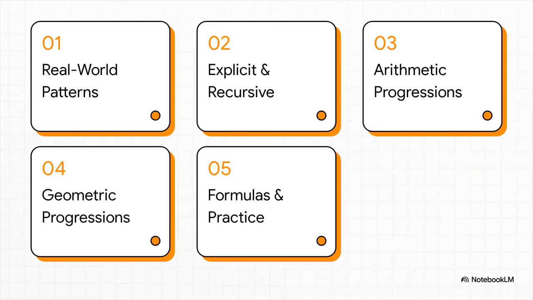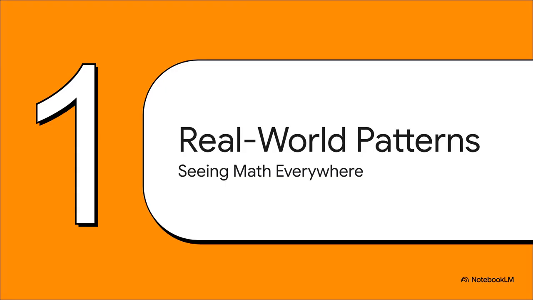We'll kick things off with real-world patterns and sequences. Then we'll break down explicit and recursive rules. After that, we'll tackle arithmetic progressions, or APs, followed by geometric progressions, or GPs. Finally, we'll wrap up with a master formula sheet and some practice. Let's get to it! Section 1.